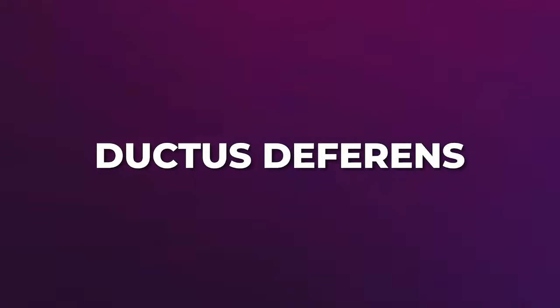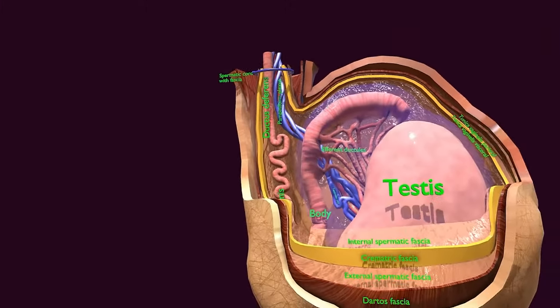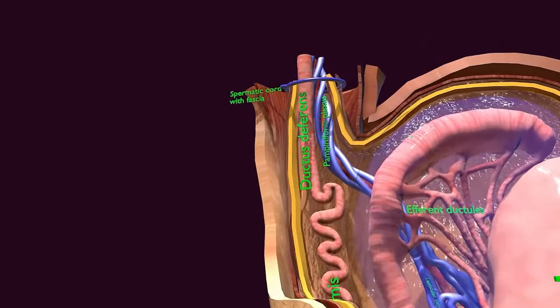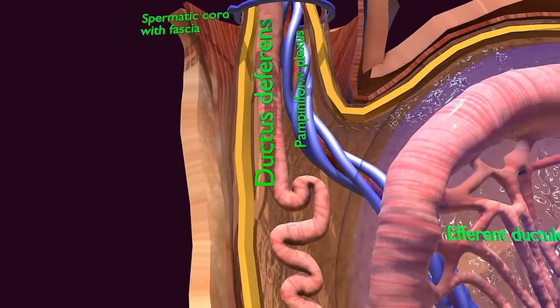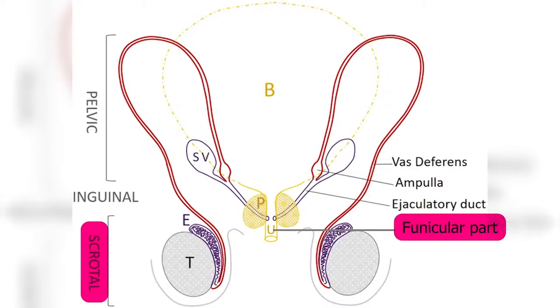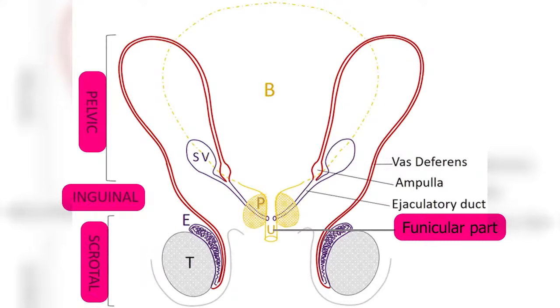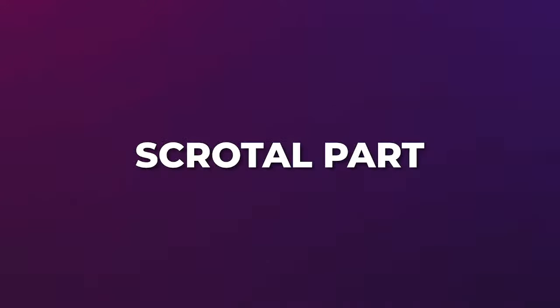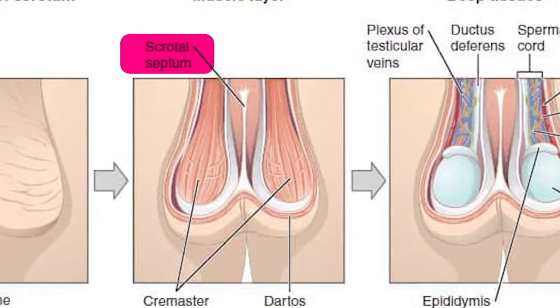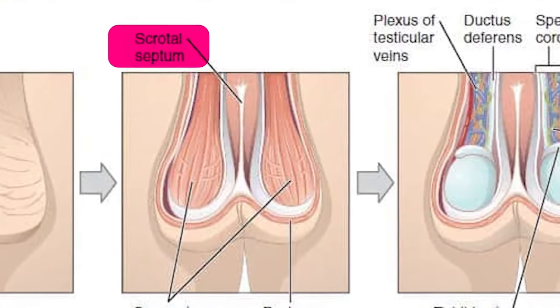Ductus deferens. The ductus deferens, or vas deferens, is a muscular tube responsible for transporting sperm from the epididymis to the urethra during ejaculation. It has several parts: the scrotal part within the scrotum, funicular part in the spermatic cord, inguinal part passing through the inguinal canal, and pelvic part inside the pelvis. Scrotal part. The scrotal part of the ductus deferens is located within the scrotum, a sac that holds the testes.